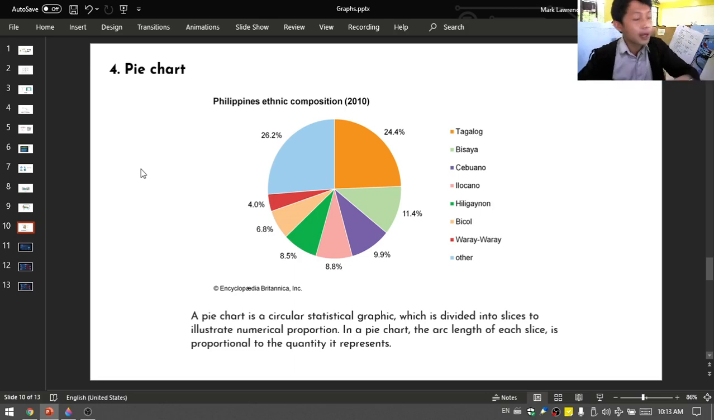So it's the same with the pie chart. You use composition when you try to show composition. You use a pie chart. Okay, so for this one, an example is the Philippines' ethnic composition.